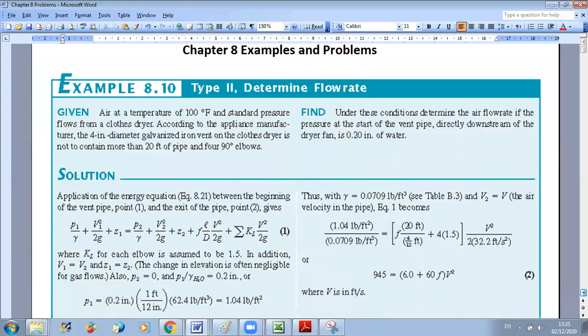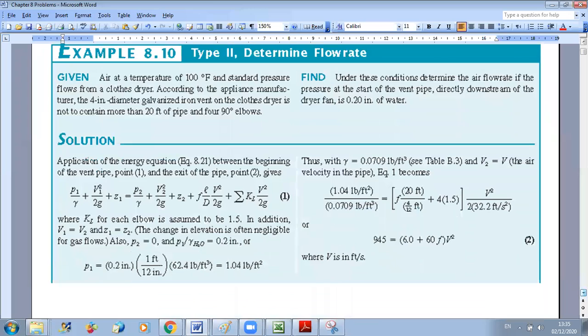We have air at a temperature of 100 Fahrenheit and standard pressure flowing from a clothes dryer. According to the appliance manufacturer, the 4-inch diameter galvanized iron vent of the clothes dryer is not to contain more than 20 feet of pipe and 4 90-degree elbows. Find under these conditions the airflow rate if the pressure at the start of the vent pipe, directly downstream of the dryer fan, is 0.2 inch of water. So here we have a system that is operating.